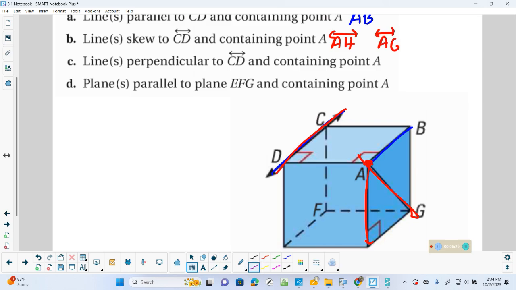Got it. Lines perpendicular, right angle, remember perpendicular lines make right angles. Lines perpendicular to CD and containing A. So perpendicular is going to be this purple one, because it makes the right angle. So line AB.